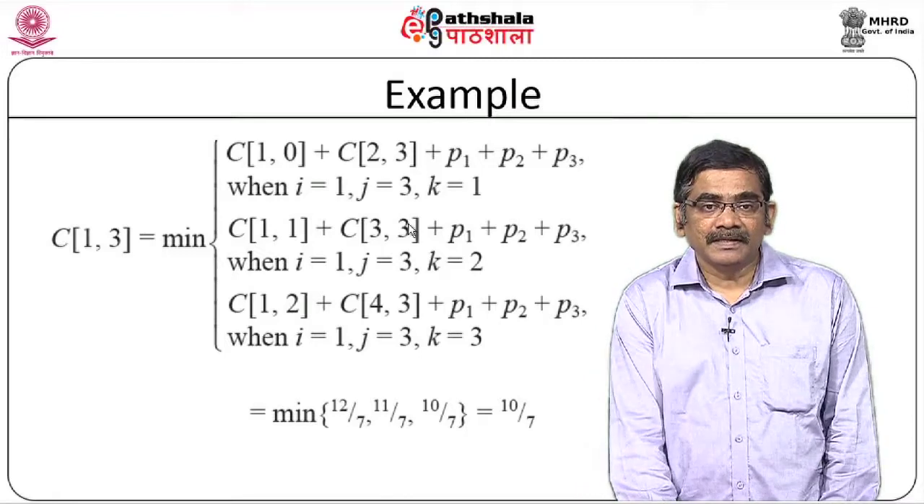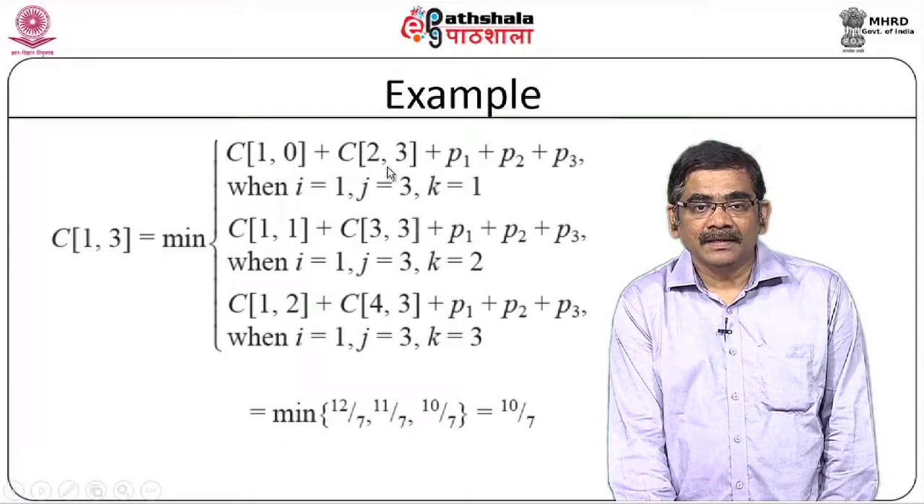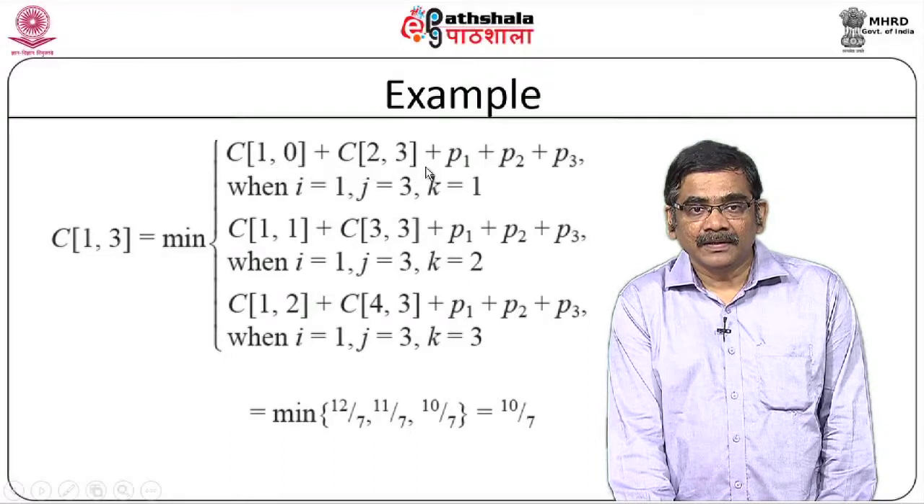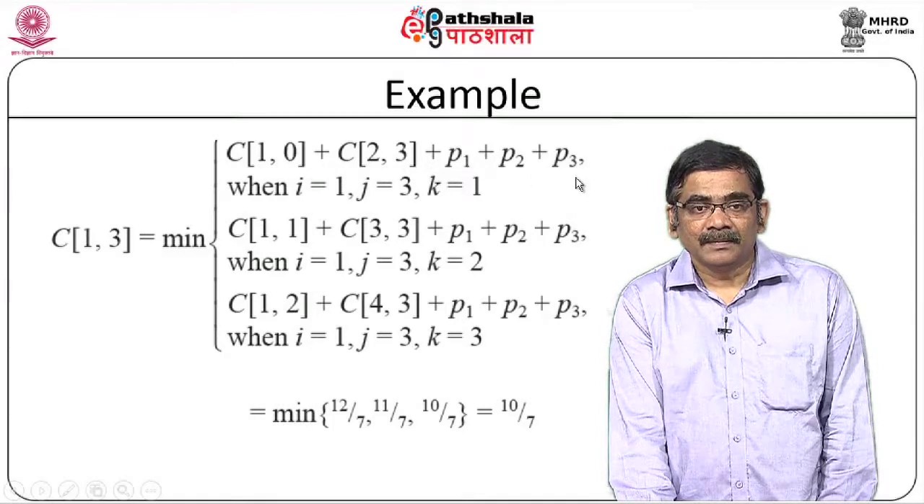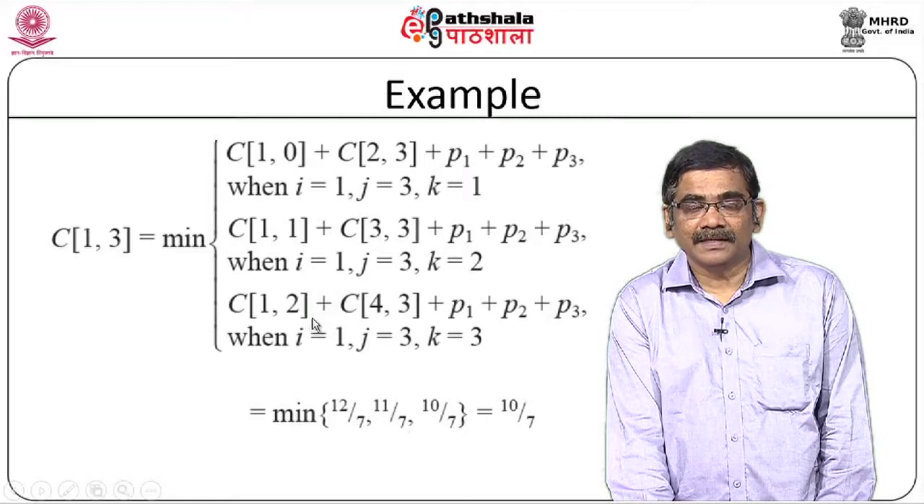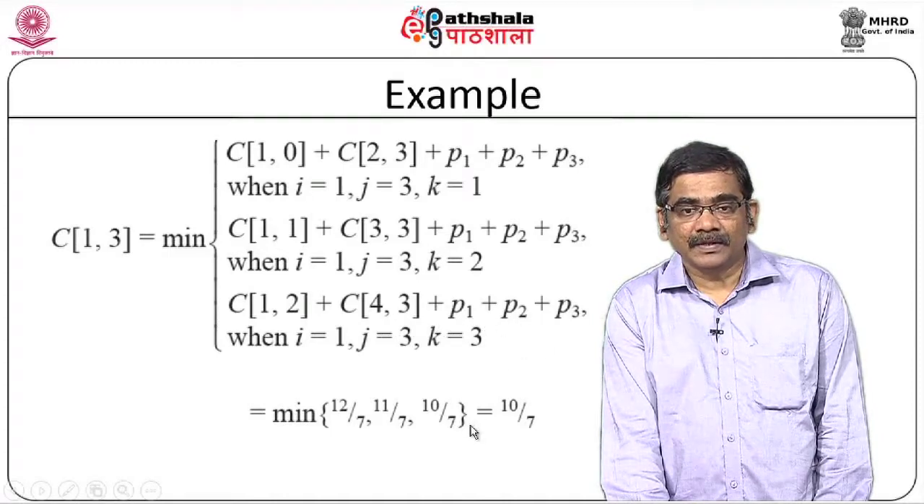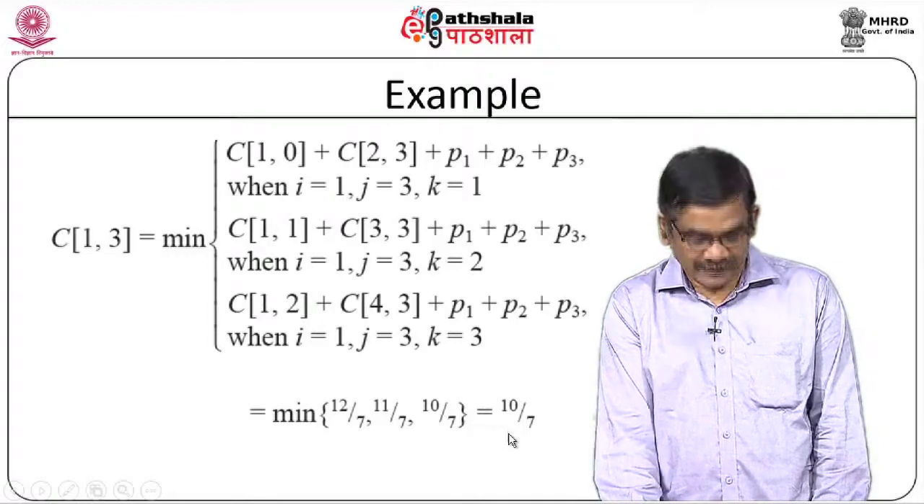So, it is going to be C of 1 comma 0 plus C of 2 comma 3 which we have already computed. So, 3 elements. So, it is P 1 plus P 2 plus P 3. Similarly, it is going to be C of 1 comma 1 plus C of 3 comma 3. Another possibility is C of 1 comma 2 plus C of 4 comma 3 plus P 1 P 2 P 3. So, you can see that the minimum of that is going to be 10 by 7.